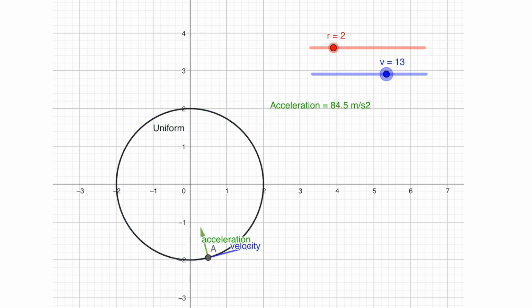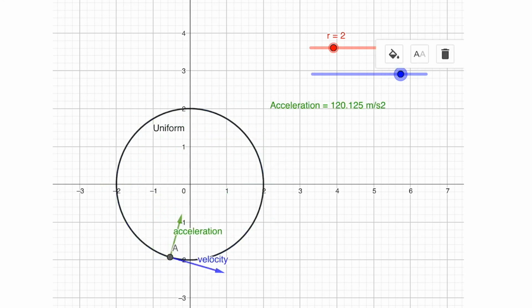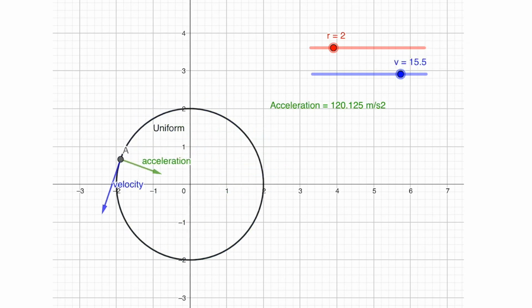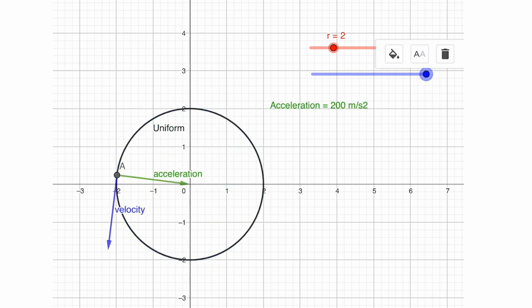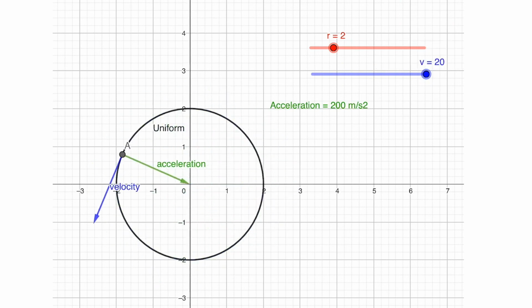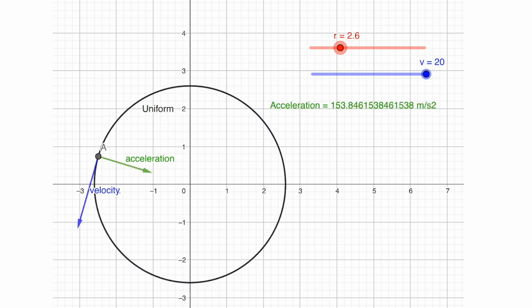So if we crank this velocity up to 15, and almost up to 20, we can see that acceleration vector gets a lot bigger. Speeding up to 20 meters per second, we actually get an acceleration of 200 meters per second squared.